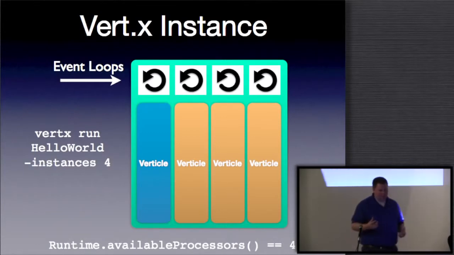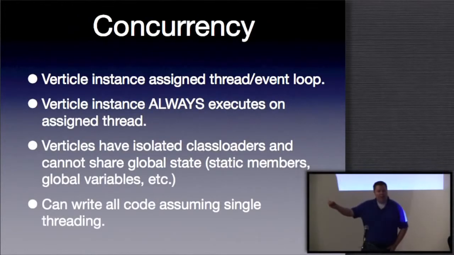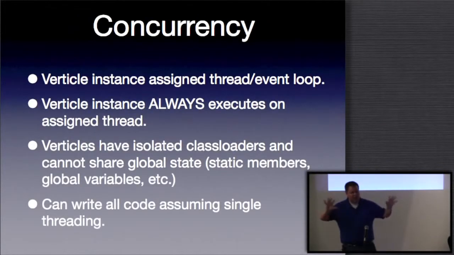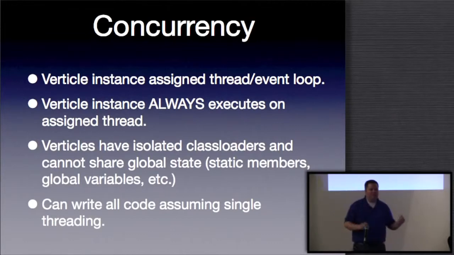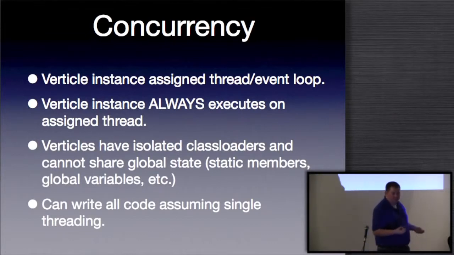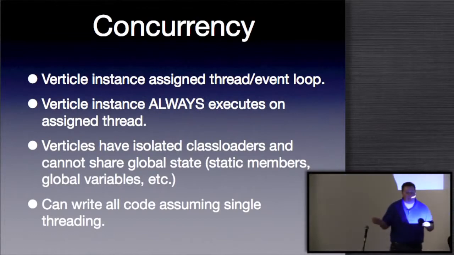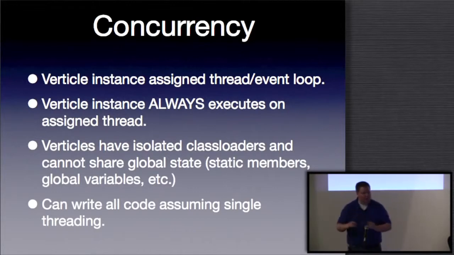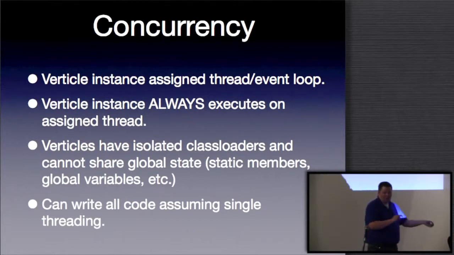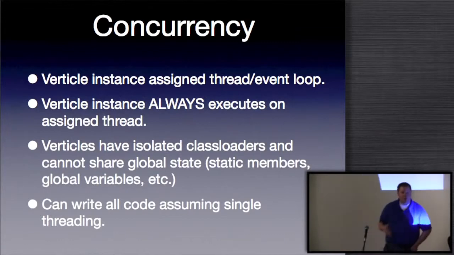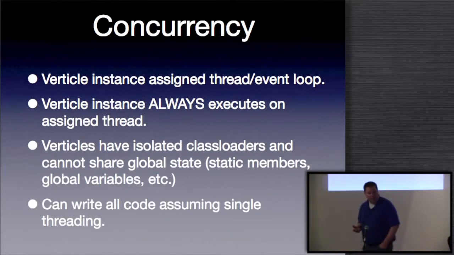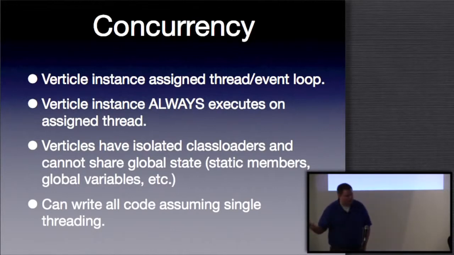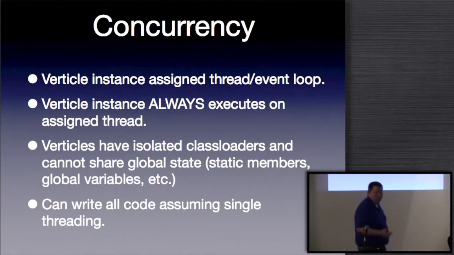So as we said, each vertical instance is assigned a thread/event loop. You can kind of think of them the same way. That vertical instance is guaranteed to always execute on its assigned thread. It will never execute on any other thread. So once it gets that thread assignment, it's always running there, never anywhere else. Now, a thread may execute multiple verticals, but the same vertical instance will never have its work done by another thread. Furthermore, the class loaders for the verticals are isolated, and that prevents them from sharing global state with static members, global variables, and other things.